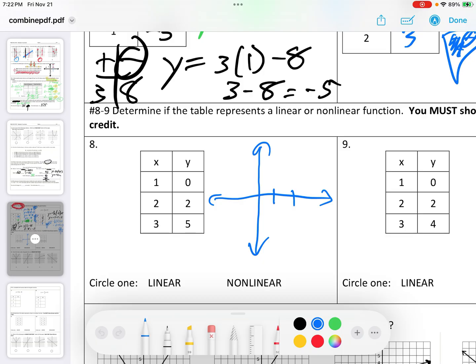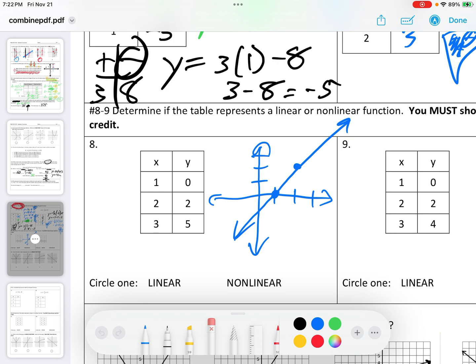Okay, let's go 1, 2, 3. I'm going to use bigger. It matters that we're being accurate here. So let's try 1, 2, 3. Okay, try that. And 1, 2, 3. Okay, 1 comma 0. Meow. 2 comma 2. Meow. And 3 comma 5. You know what? That doesn't look quite right. It looks like if we do a line here, it's not going to pass through this one. And the reason is because the slopes are different.